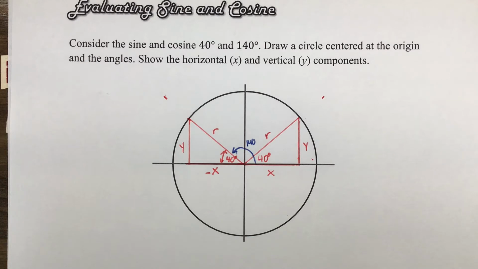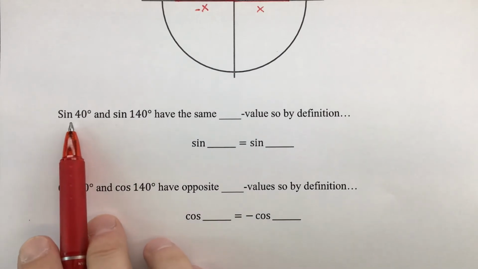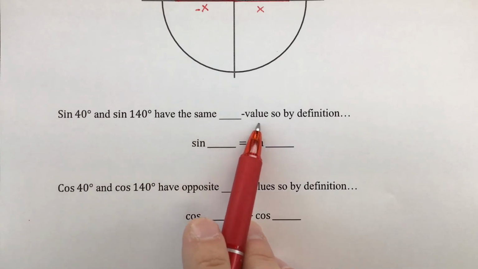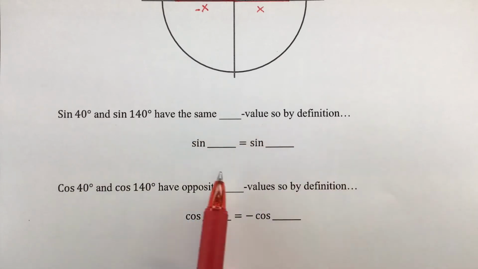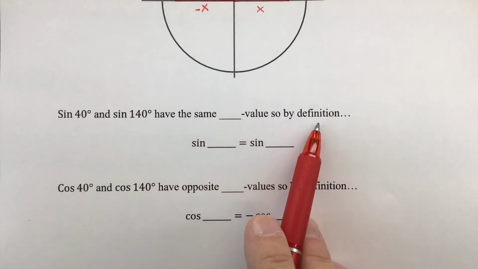If we were to evaluate the sine and the cosine of both of the angles, remember that the pictures of these two angles look pretty much the same except for the differences in that x value here. Okay, so I have a couple of statements that I want to use to guide us through what we should see when we evaluate these. The first says that the sine of 40 and the sine of 140 have the same blank value, so by definition, we can complete this statement here.